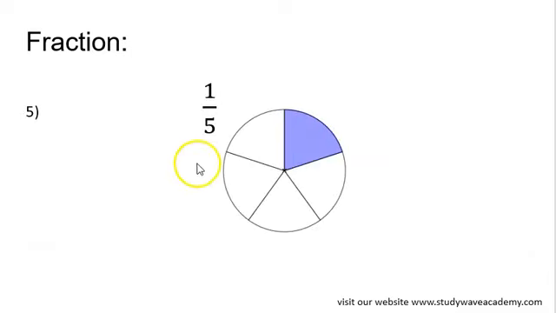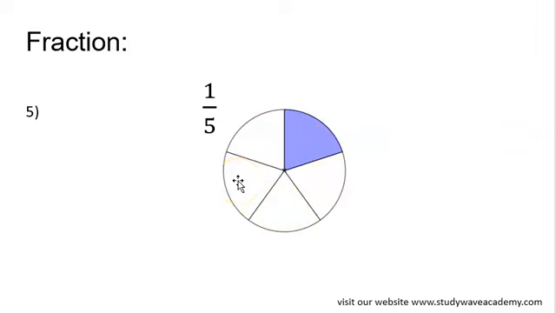Here we have another circle. And how many parts is the circle divided into? Are we ready to count? Okay, let's count it. 1, 2, 3, 4, 5. The circle is divided into 5 parts.